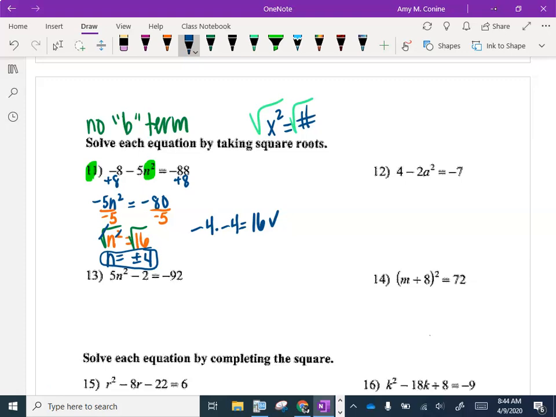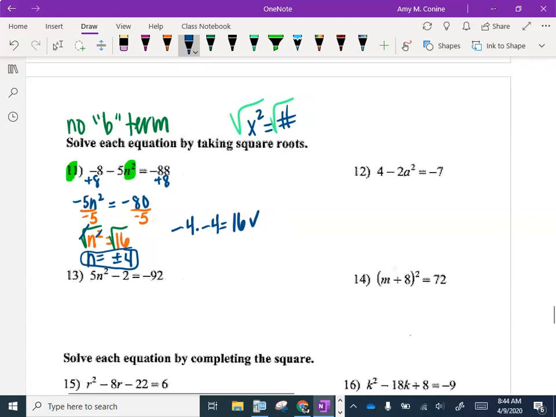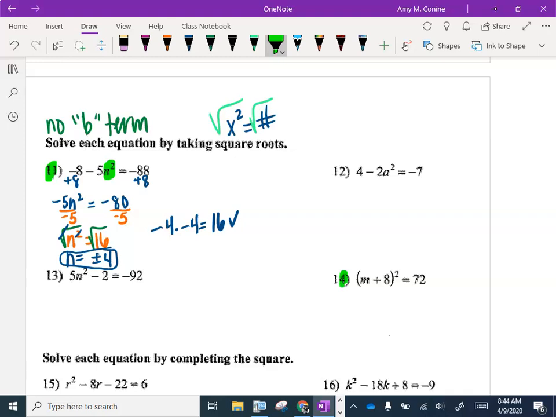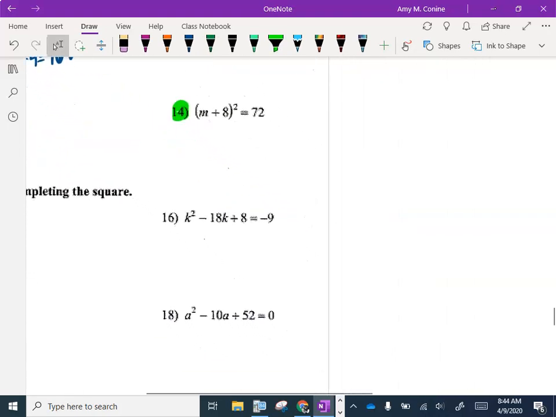All right. Now if we have one like 14, let's jump to 14 because that's a little different. We have one like 14 where it's already simplified. There's nothing in front here, and there's nothing behind it adding or subtracting. It's already by itself. You can just take the square root, and then that 2 and the root cancel, and you have m plus 8.